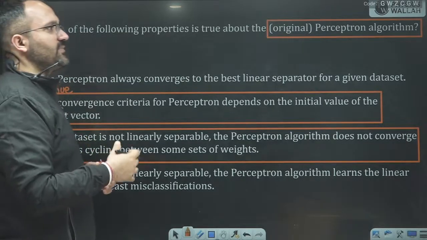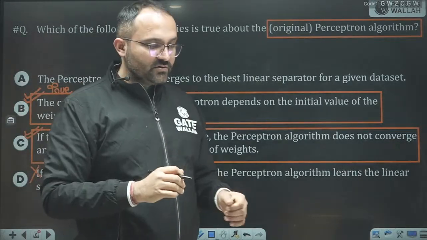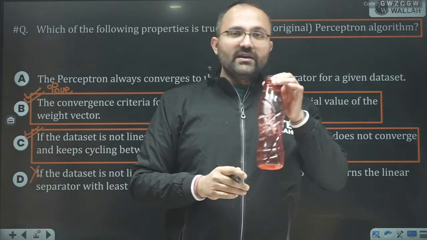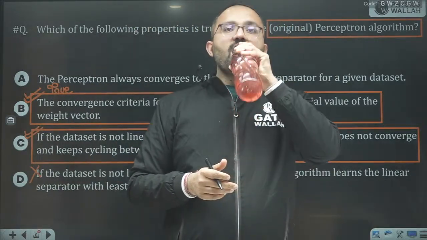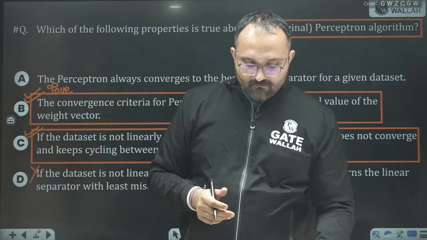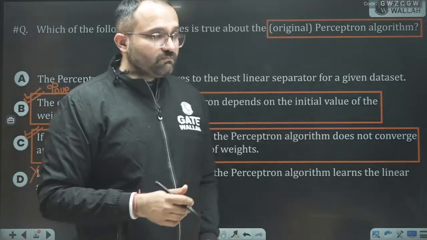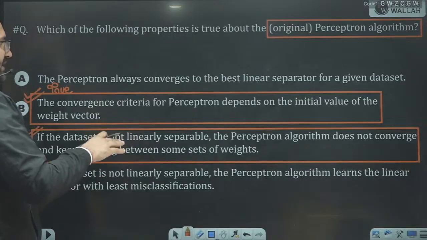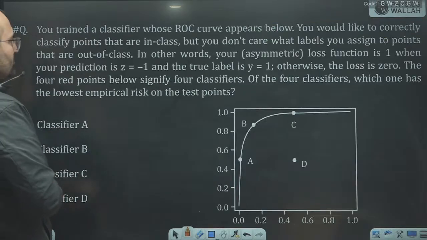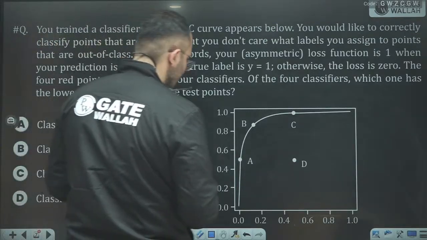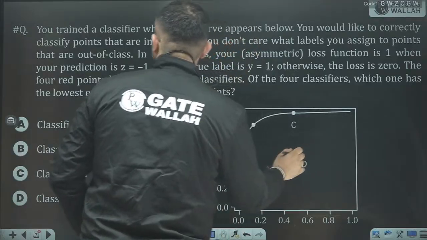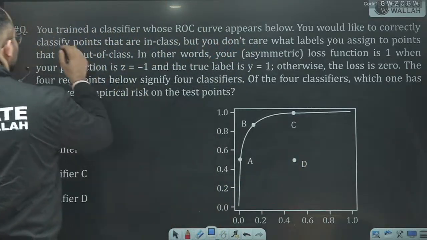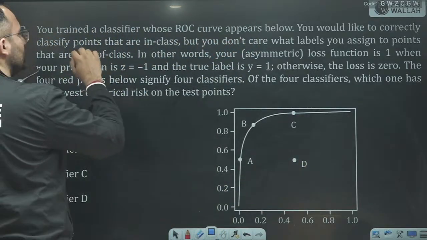The single layer perceptron algorithm will work only when the data is linearly separable, and it will keep cycling when the data is non-linearly separable. Okay, now let's see the next question. I hope all of you are able to do it.